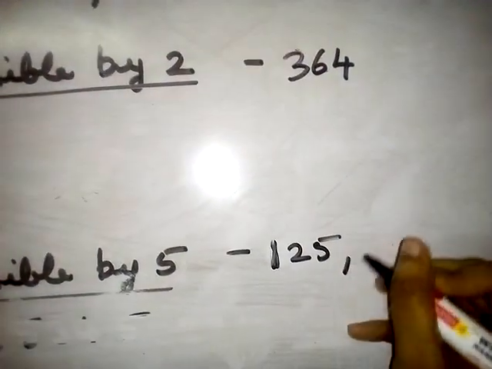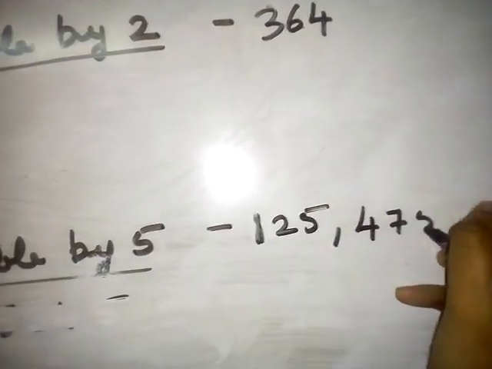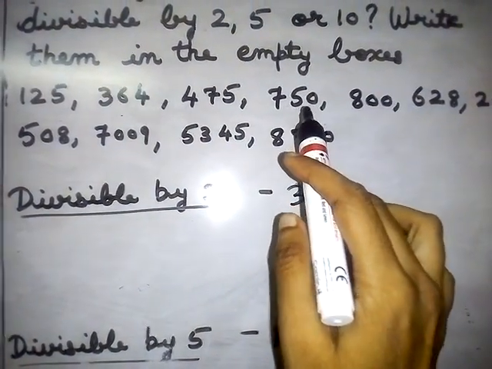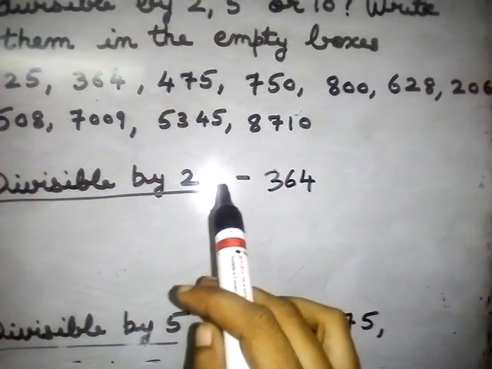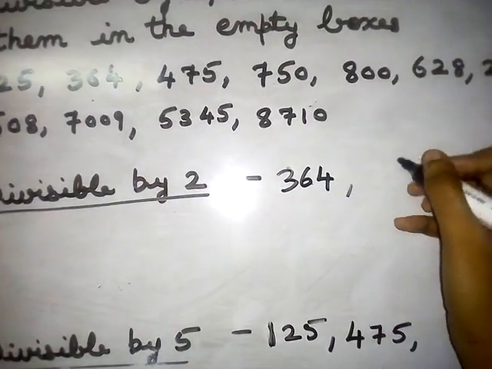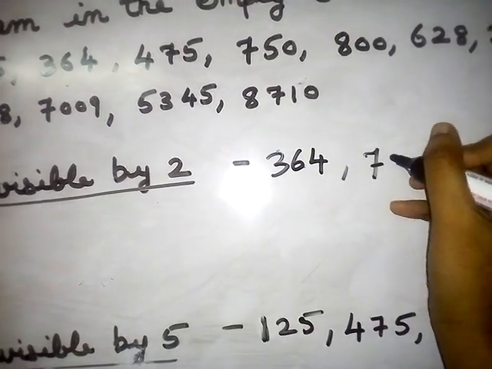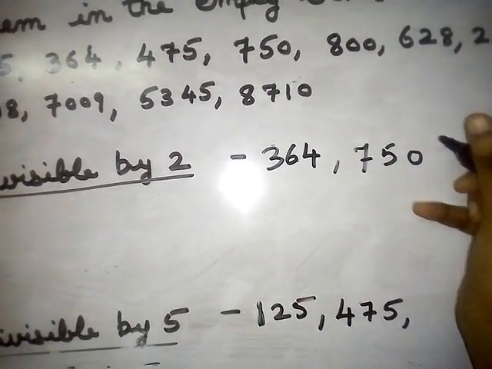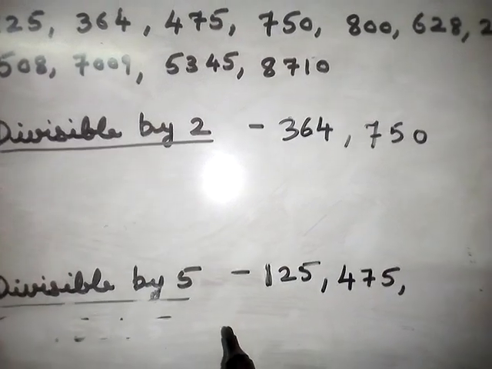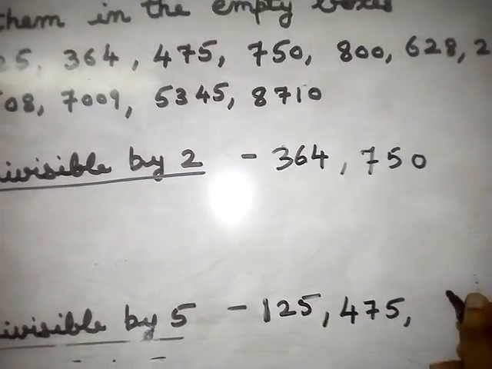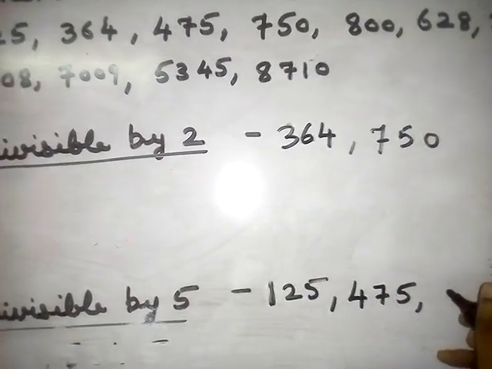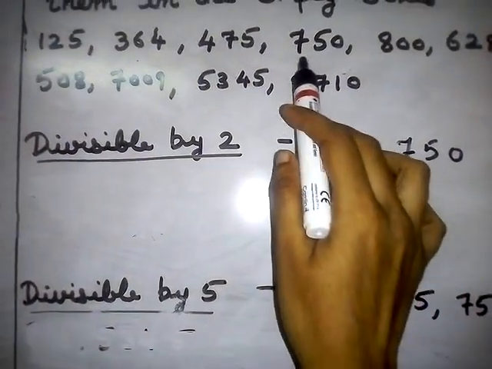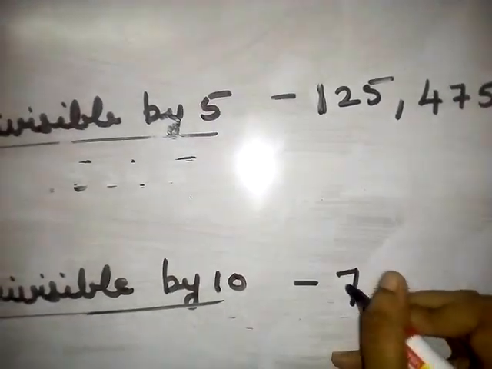475. Now the next number is 750. Unit place 0 is there. Is it divisible by 2? Unit place 0 is there, so 0 in the unit place means it is divisible by 2. Is it divisible by 5? Yes. The unit place should be 0 or 5 if it is divisible by 5. Is it divisible by 10? Yes, this number is, because the unit place is 0.